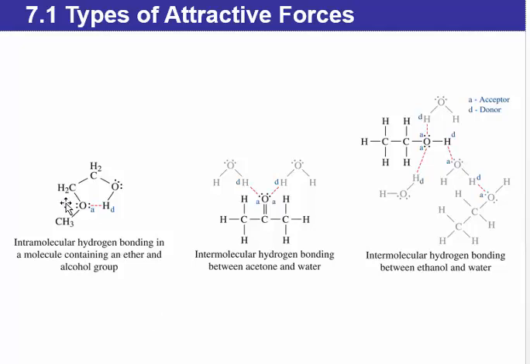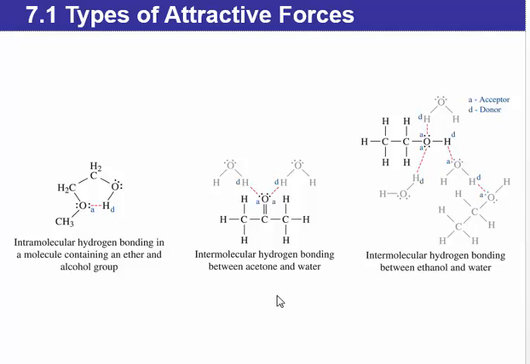On this slide, on the left, we have a Lewis structure of a molecule that has an ether functional group, so this oxygen singly bonded to two carbons, and then an alcohol functionality. The alcohol functionality has a hydrogen that can hydrogen bond because it's bonded covalently to an oxygen. This hydrogen can hydrogen bond with the oxygen in the ether.